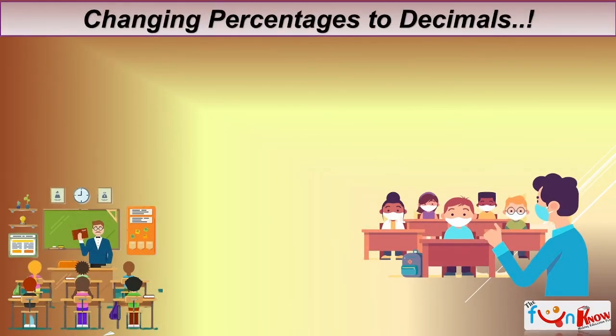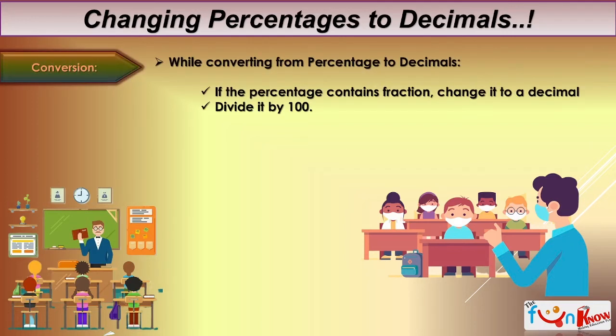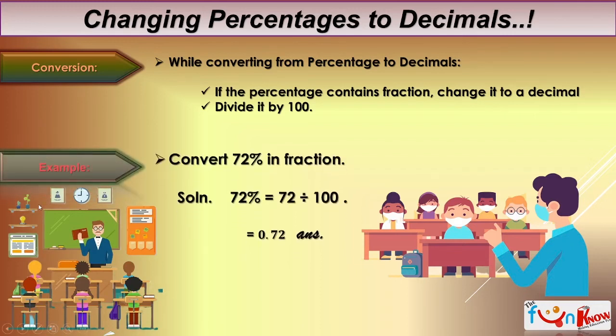next we'll understand changing percentage to decimal. So this is a question where there is a percentage and we have to convert that percentage to a decimal. While converting from percentage to decimal, if the percentage contains a fraction, change it to a decimal and divide it by 100. This is a rule. Now let us see with an example. 72% is a percentage. We have to convert this percentage to a decimal, right?